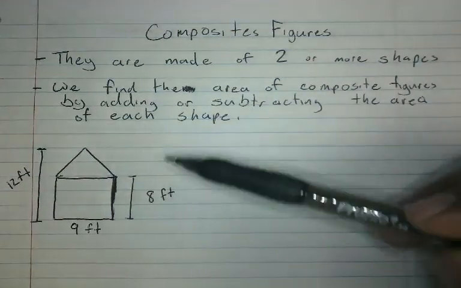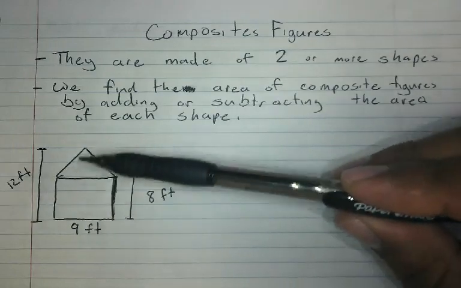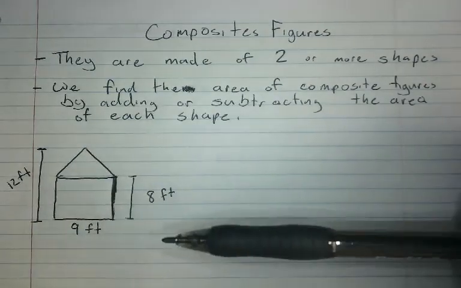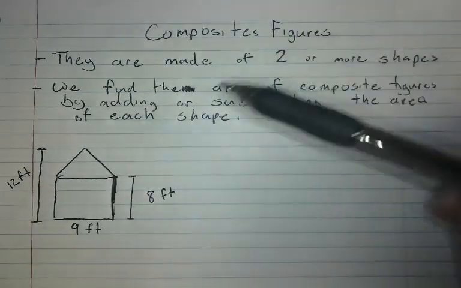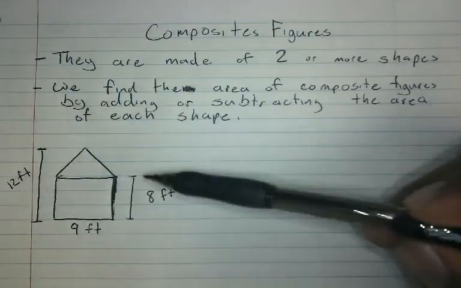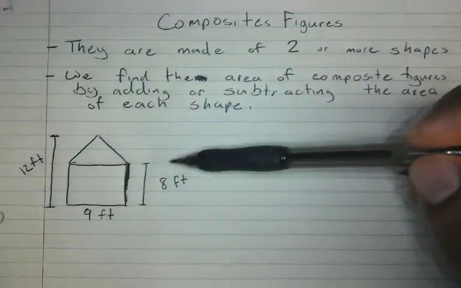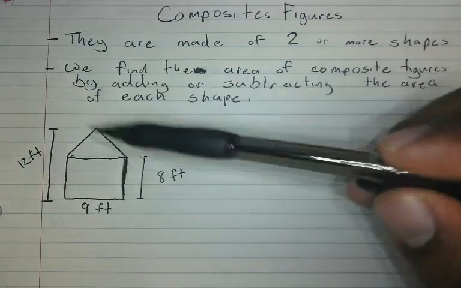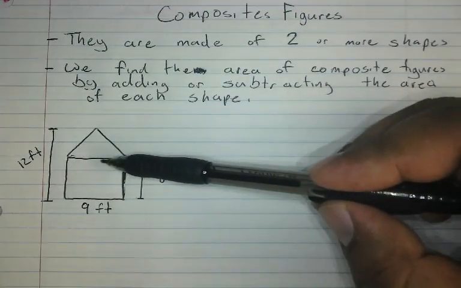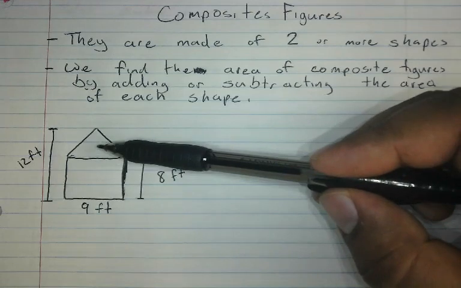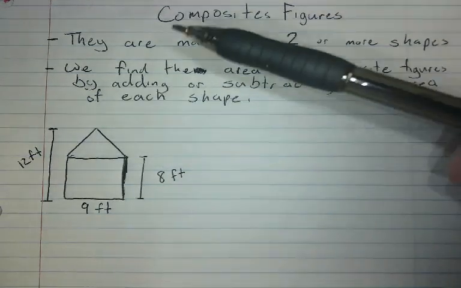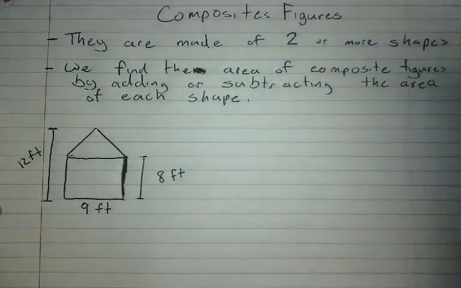So in this problem I have right here, I've drawn a house, and I have to look at this composite figure. Am I taking out another shape, or am I adding shapes together? In this case, I look at my different shapes that I see. I see a rectangle, and then I see a triangle. So what I'm going to do is add both those together.